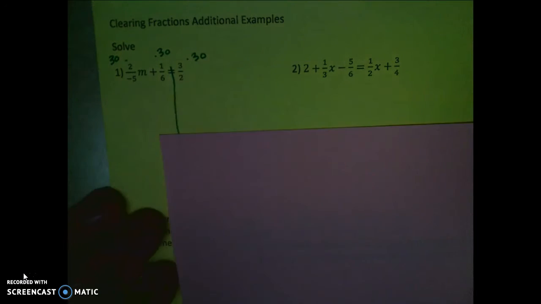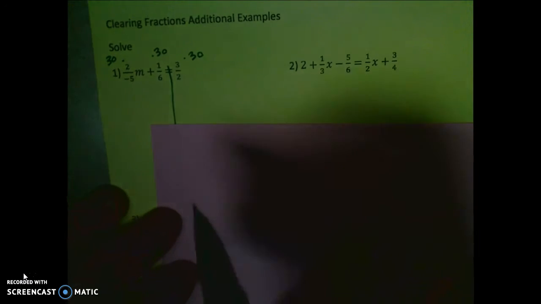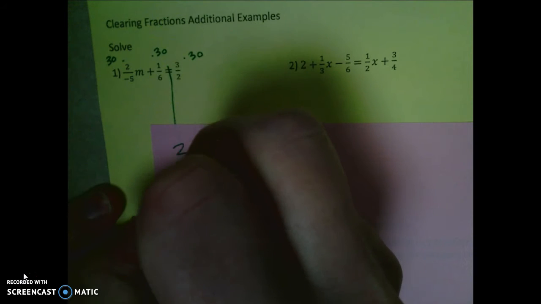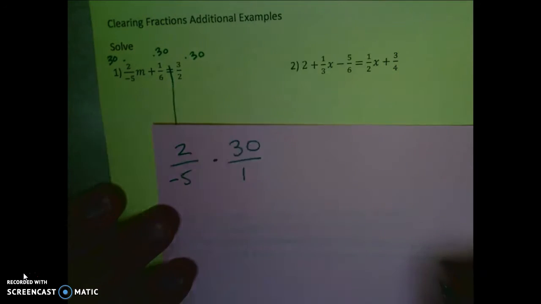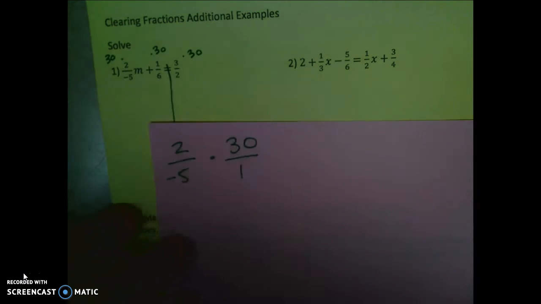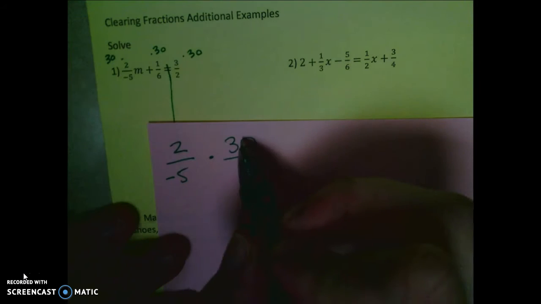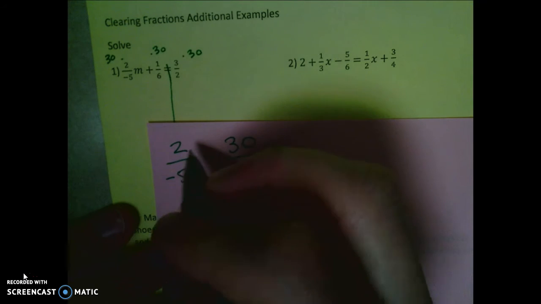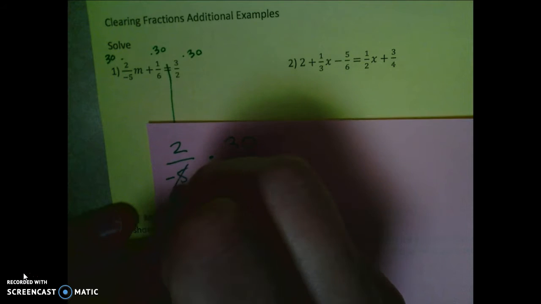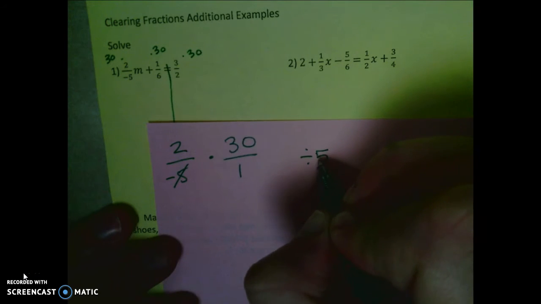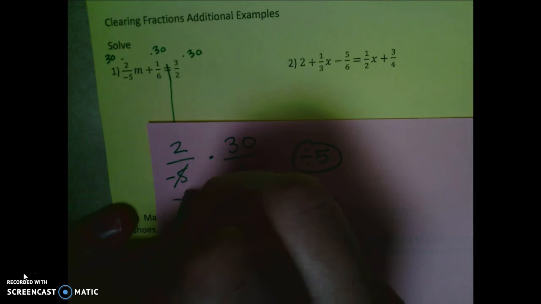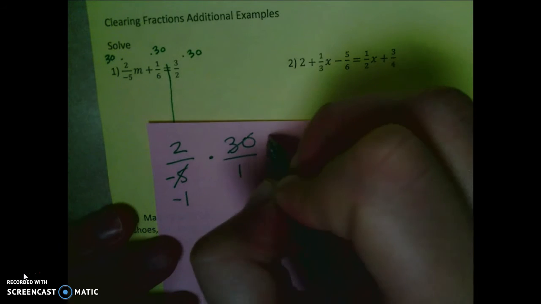And if you need to do this off to the side, that's fine. What you're thinking of is 2 over negative 5 times 30 over 1. Okay, so you're going to see what 5 and 30 both have in common, and then you're going to divide. So 5 and 30 have 5 in common. So negative 5 divided by 5, I'm dividing by 5, that would be negative 1. 30 divided by 5 is 6.